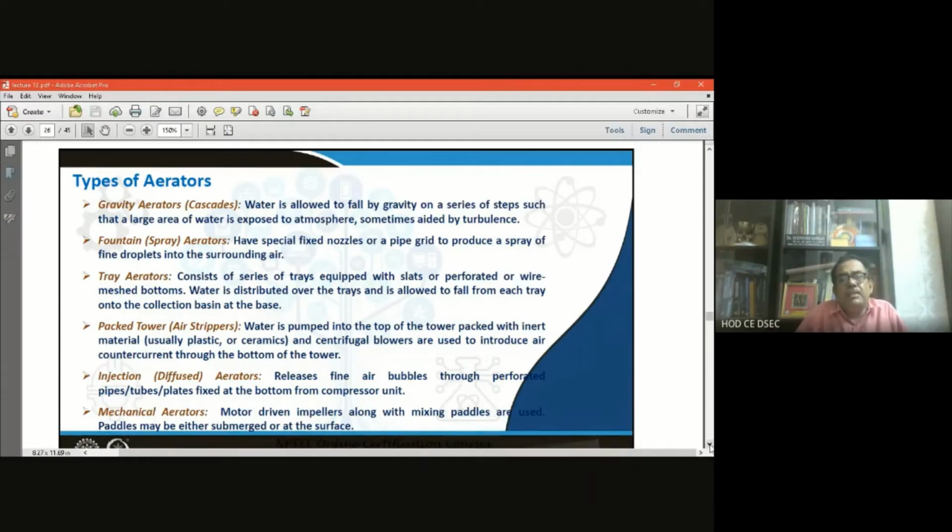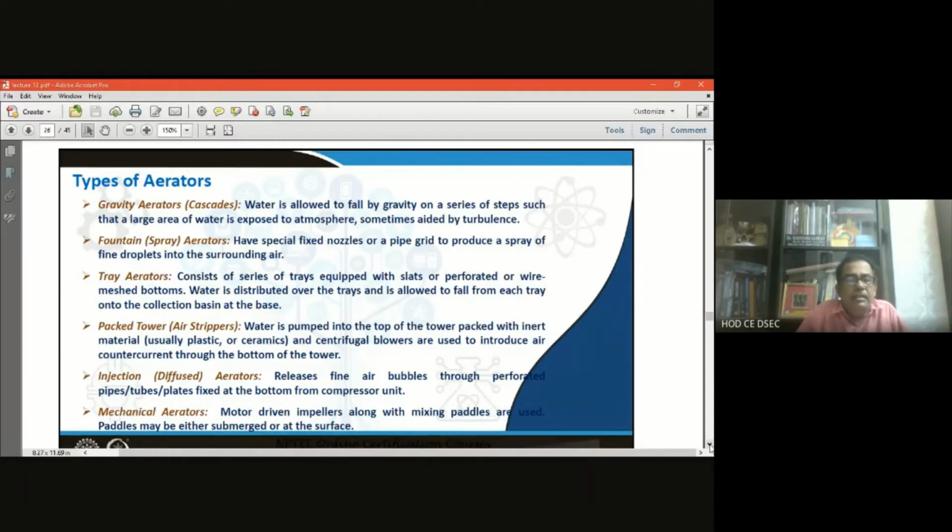Then the packed tower, that is the air strippers. Water is pumped into the top of the tower packed with inert material, and centrifugal blowers are used to introduce air counter current to the bottom of the tower. Injection aerators, that means it releases fine air bubbles through perforated pipes fixed at the bottom from a compressor unit.